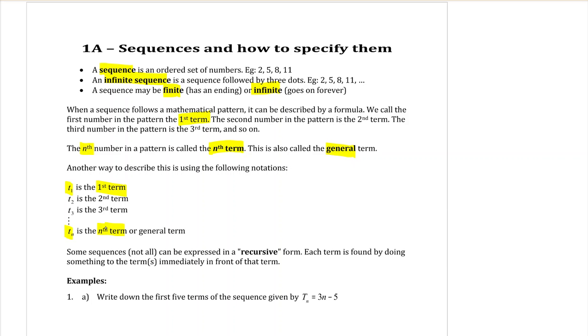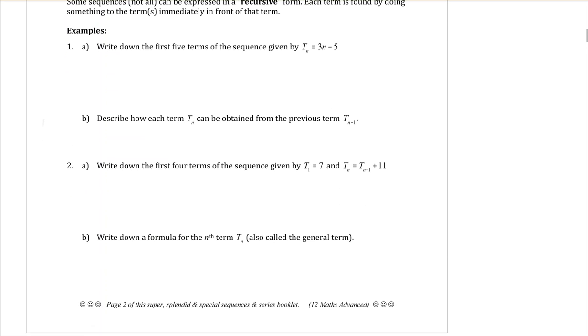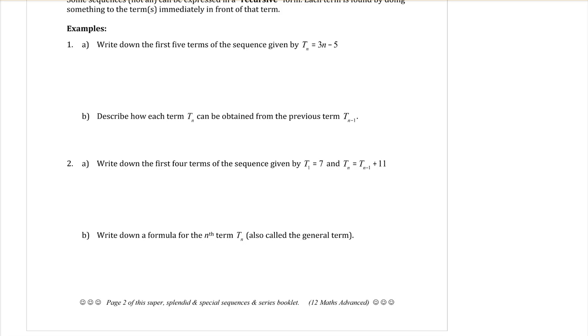Okay, so with all that information in mind, let's do some questions. Number 1. Write down the first 5 terms in the sequence given by Tn, so that's our nth term, our general form of this expression here, is equal to 3n take away 5. So we're wanting to find 5 terms, so you always start with n equal to 1, 1 being the first term, and we're going to sub that in.